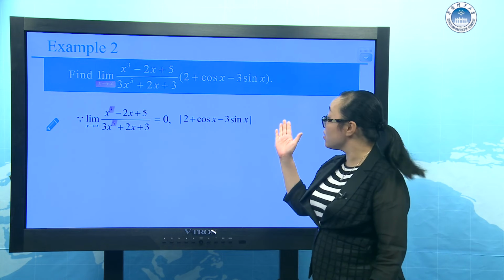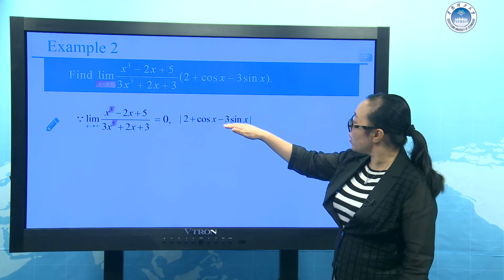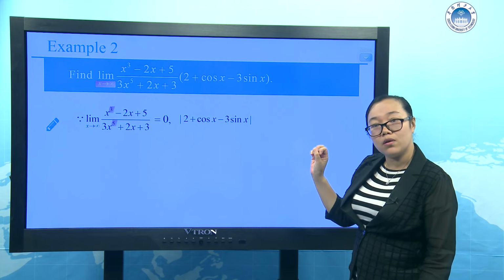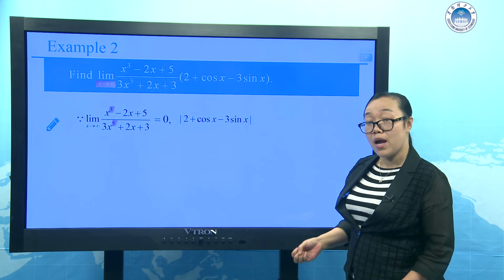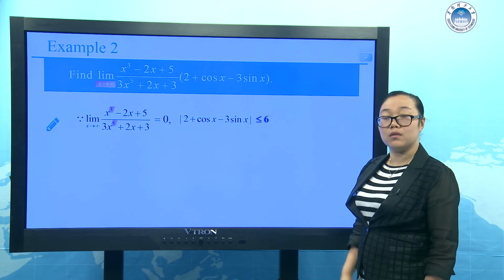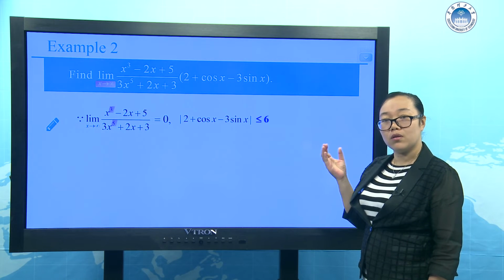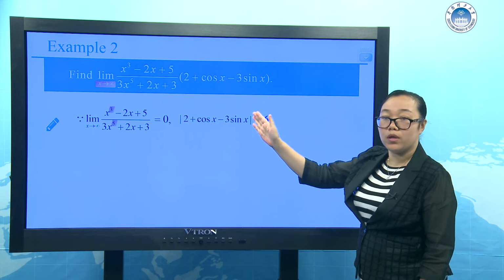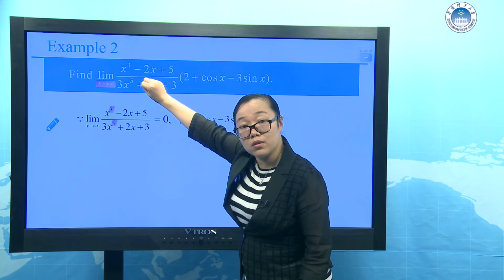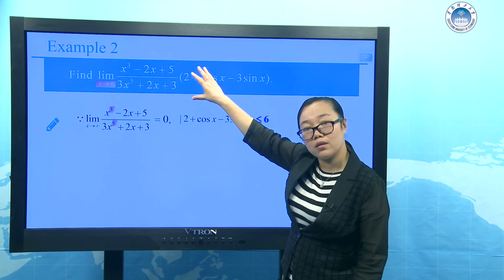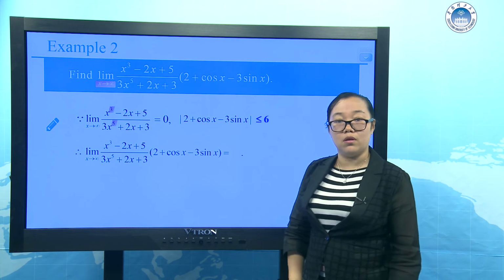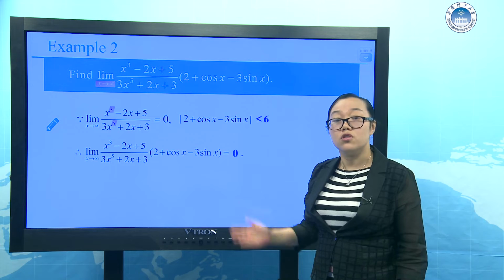On the other hand, you can check 2 plus cosine x minus 3 sin x, the corresponding absolute value equals what? It's changeable, but anyway, it is a bounded function, less than or equal to 6. This means it is bounded. Less than or equal to 2 plus 1 plus 3 together equals 6. At this time, the limit expression equals 0. Another expression is bounded. 0 times some bounded expression together tends to 0. So together, this equals 0.